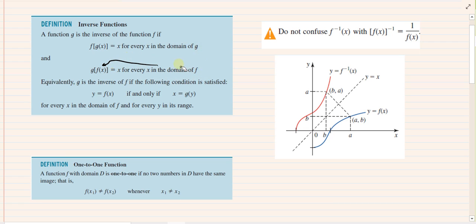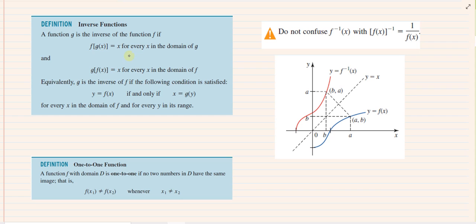And that becomes very important when it comes to trig functions, because when we restrict the domain of trig functions, then the composition f of g of x equals x only happens if we restrict the functions. That's something we'll talk about later on when we talk about the derivative and integral of inverse trig functions.